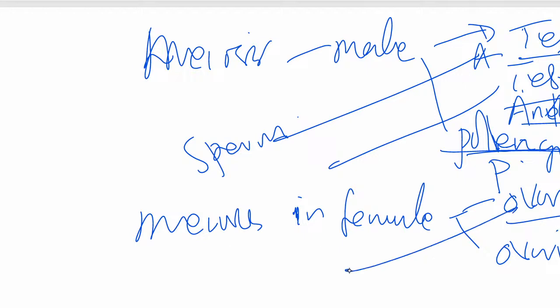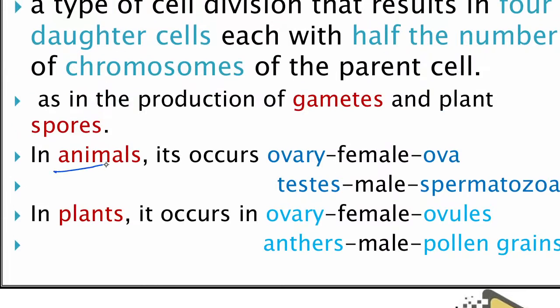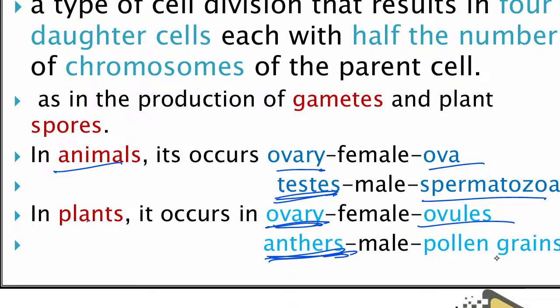While in animals, it is the ovum. If there are many, we call them ova. And then in plants, it's ovules. So this is what we are trying to say here: in animals you'll find it in the ovary to produce ova. In male, you'll find it in testes to produce spermatozoa, which are the sperm cells. And then in the ovary in plants, to produce ovules, and anthers to produce pollen grains. So that's what you need to know, where it is located.